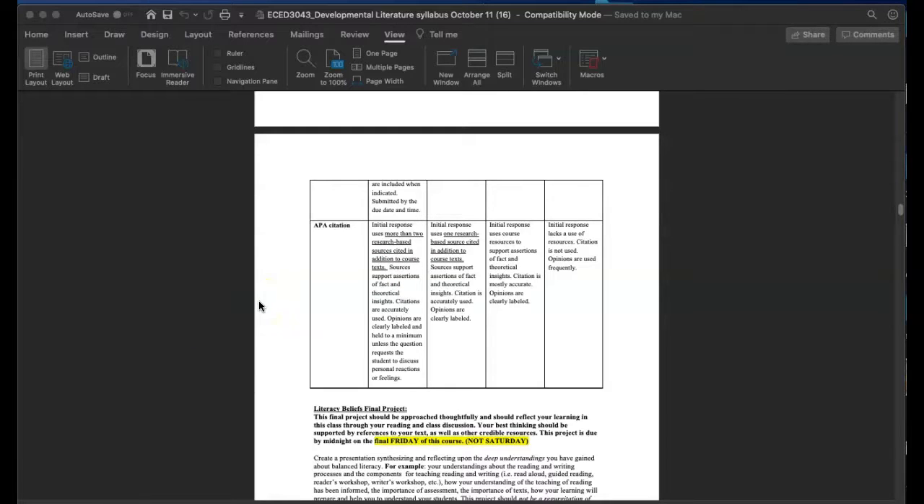Sources support assertions of fact and theoretical insights. Citations are accurately used. Opinions are clearly labeled and held to a minimum unless the question requests the student to discuss personal reactions or feelings. Again, you're going to be using more than 2 research-based sources cited in addition to the course text.